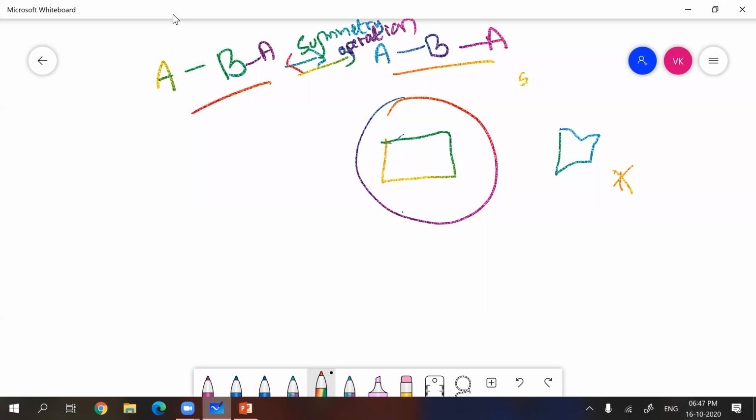In order to do this, if rotation is a symmetry operation, then the element will be the rotational axis of symmetry.